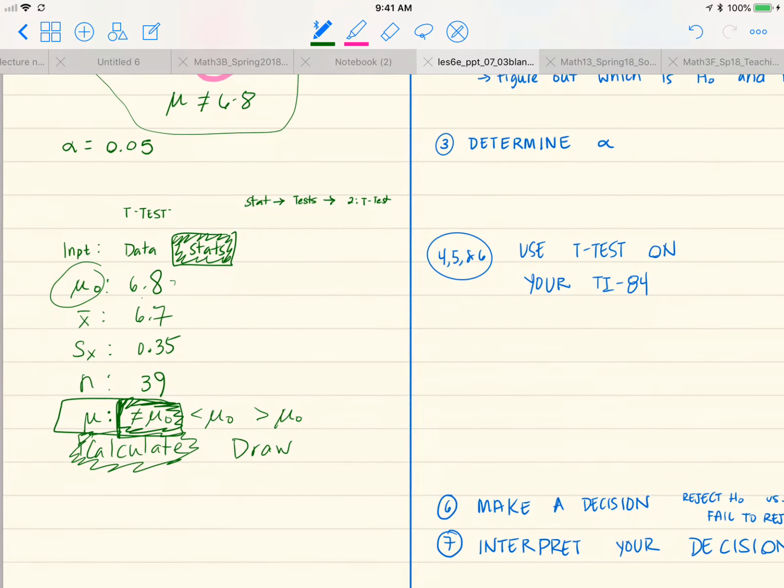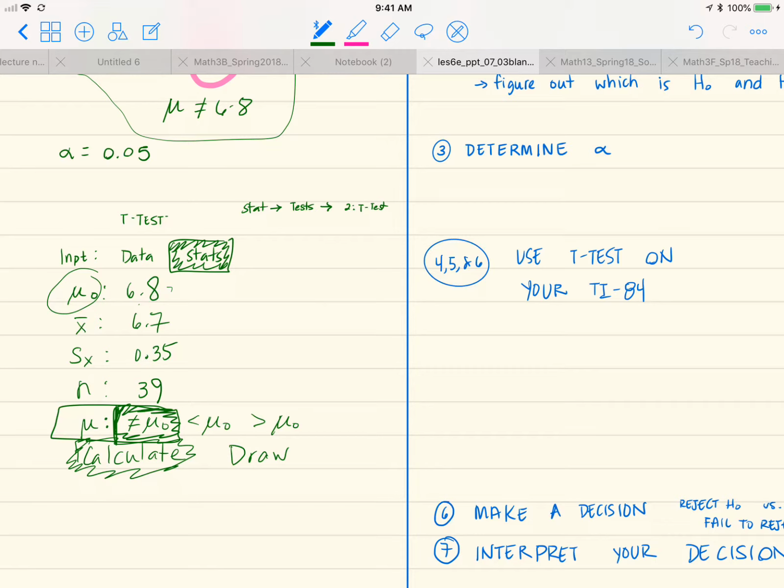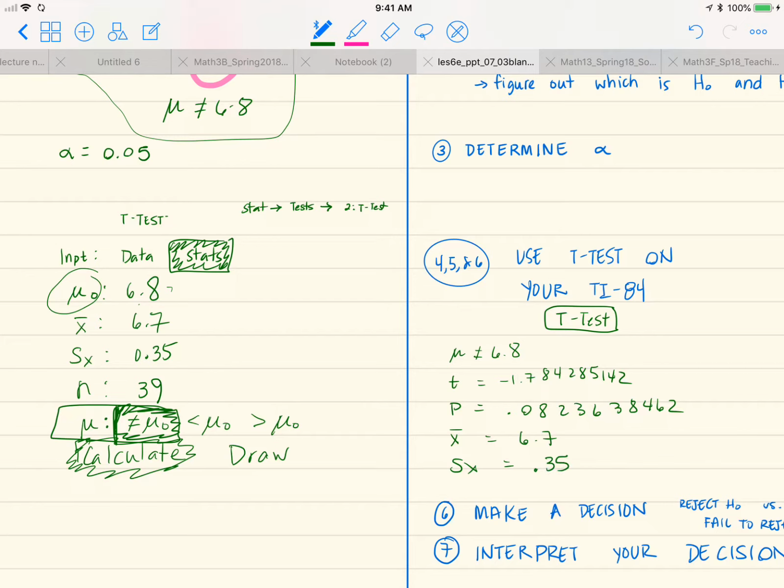And here's what shows up. Let me show you what shows up. T-test is at the top still. Below it, it reminds you mu not equal to 6.8, so it reminds you what your alternative hypothesis is. T equals negative 1.7842854142. P equals 0.0823638462. X bar equals 6.7. SX equals 0.35. N equals 39.